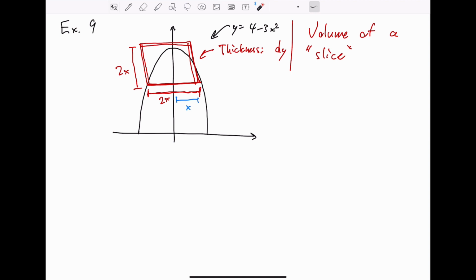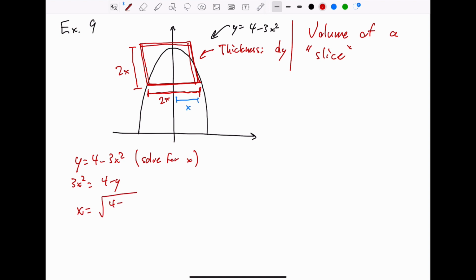So what I need to do is use the expression for the parabola to solve for x and get x written in terms of y. So let's do that now. We take the y equals 4 minus 3x squared, and we want to solve for x. So 3x squared equals 4 minus y. If I rearrange a little bit, divide both sides by 3, and take the square root, I have x equals the square root of (4 minus y) divided by 3.